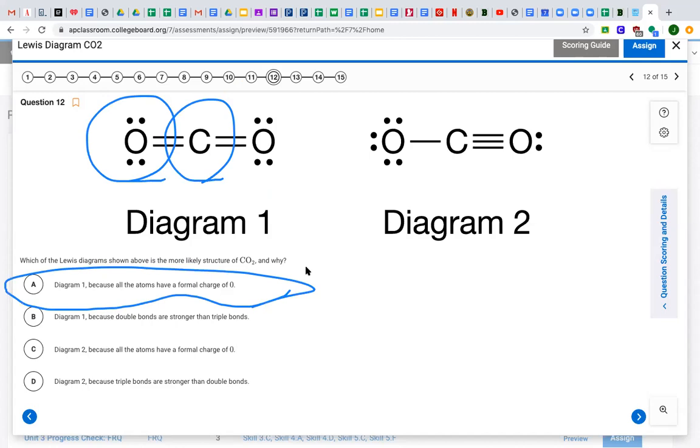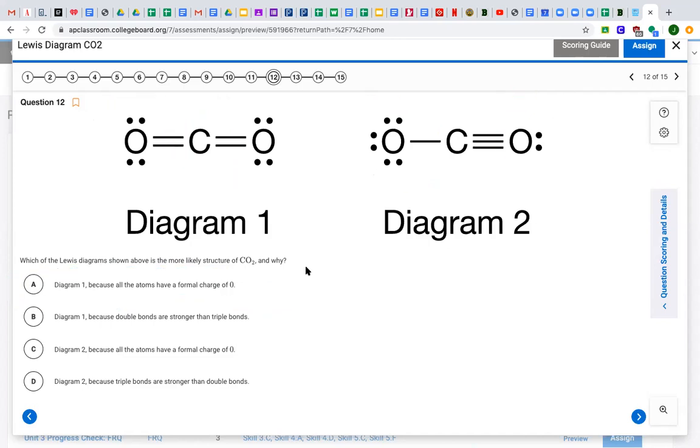But let's take a look at the other diagram just for kicks. What's the formal charge of that oxygen? Is it -1? Good. And what about the formal charge of this oxygen? Is that one 0? Or is it 1? +1. Very good. And then what about this carbon? Is that 0? Yeah, it's 0, right? 4 minus 4 is 0.